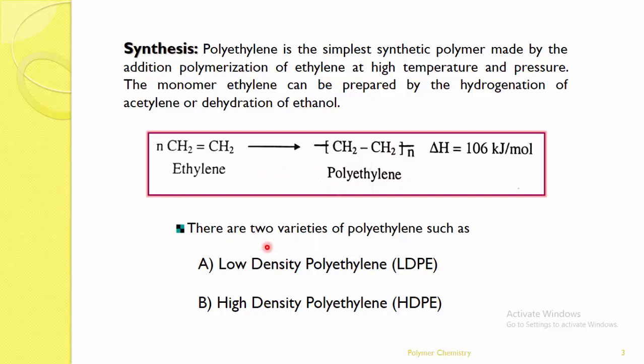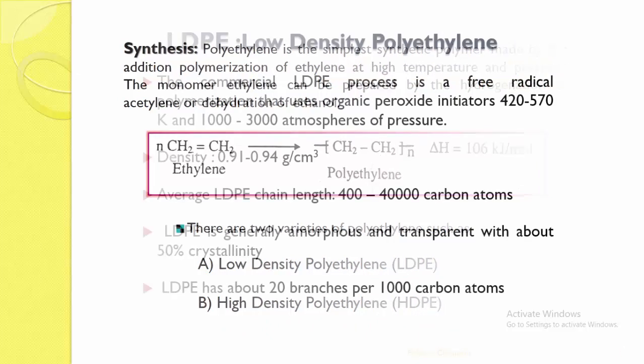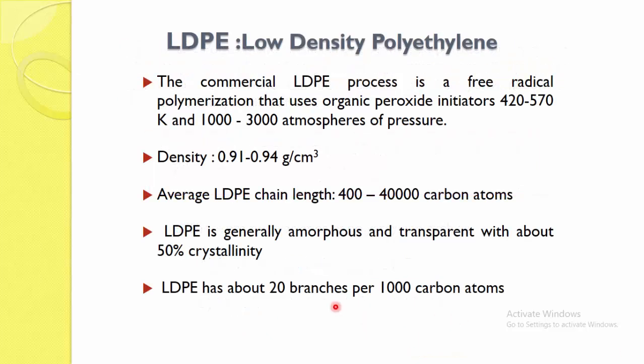Here we can see there are two varieties of polyethylene: low density polyethylene, that is LDPE, and high density polyethylene, that is HDPE. Let me see one by one. LDPE, that is low density polyethylene. How is it formed?